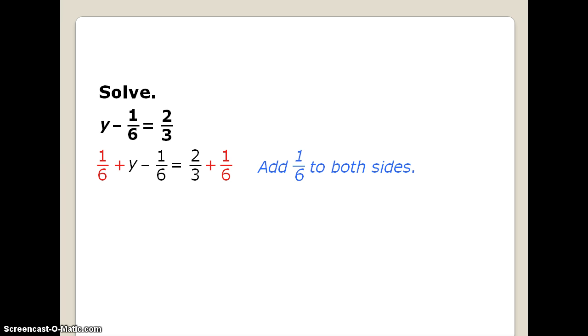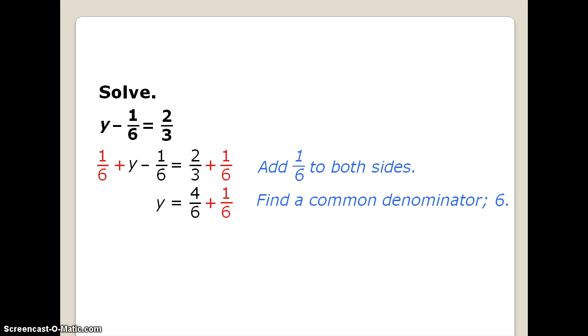So when we add 2/3 and 1/6, we need a common denominator. The common denominator would be 6, and that would become 4/6 plus 1/6. Add the numerators, and you get 5/6, which is simplified. Do a quick check: 5/6 minus 1/6 equals 4/6, which is 2/3.